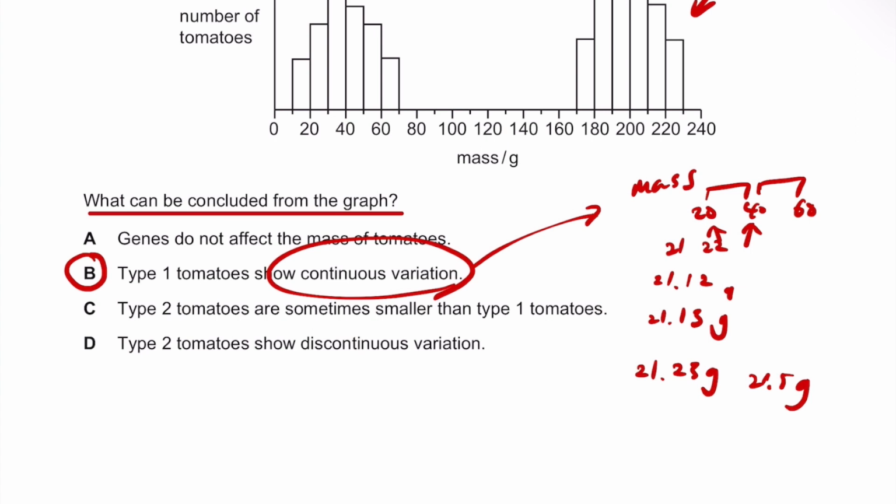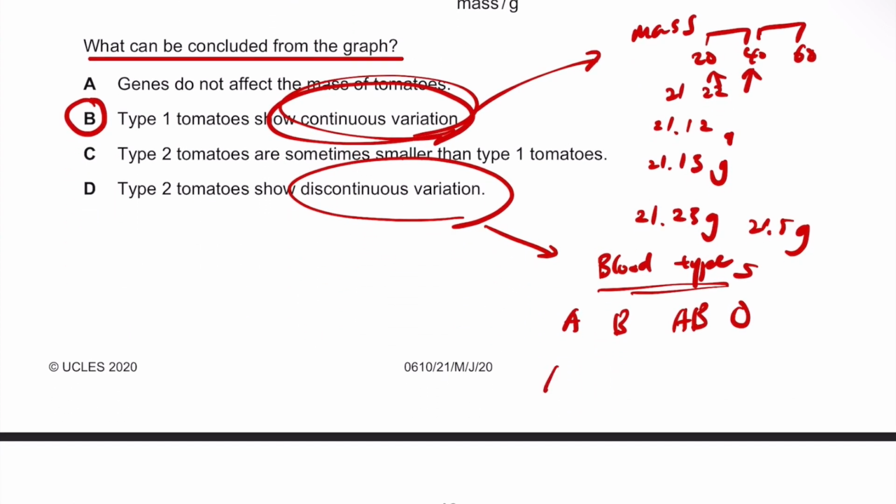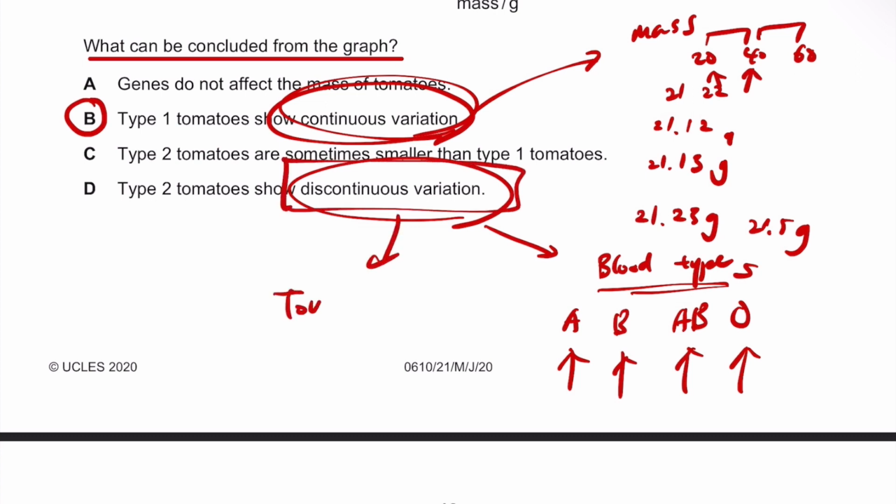So there's a huge difference between continuous variation and discontinuous variation, because discontinuous variation is very discrete. So for instance, blood types: there are A, B, and O types, right? There's no such thing as an in-between type. There are only discrete blood types, and they are called discontinuous variation, like tongue rolling as well.